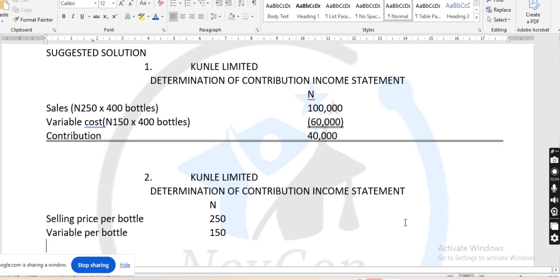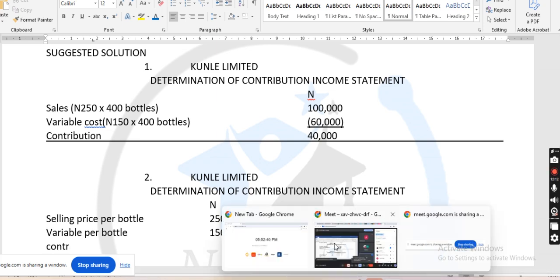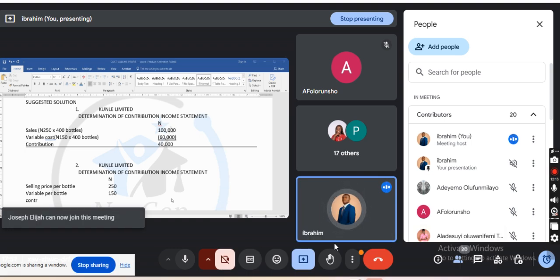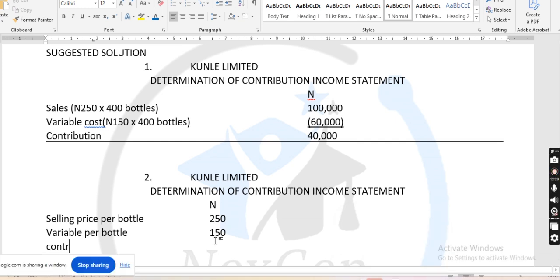When you take selling price per bottle minus variable cost per bottle, you have contribution per unit, contribution per bottle, because it is per one, not total. When you multiply it by the number of bottles, that is when you have total contribution. Class, are we getting the gist? So what is the contribution per bottle? 100. Thank you.